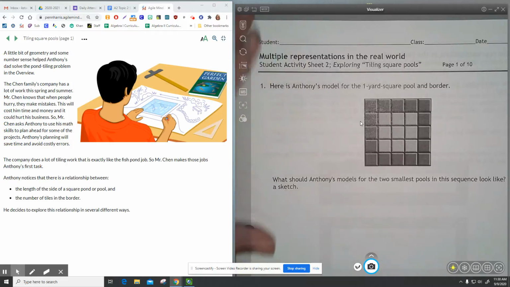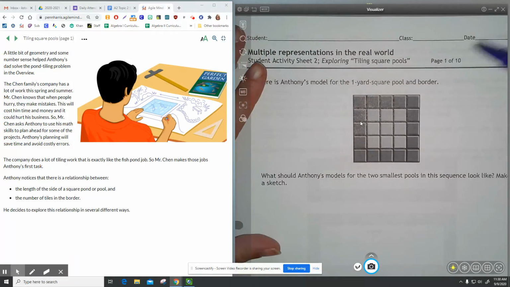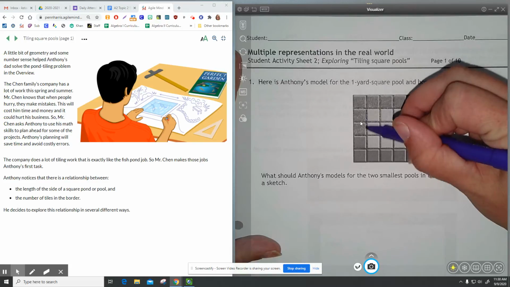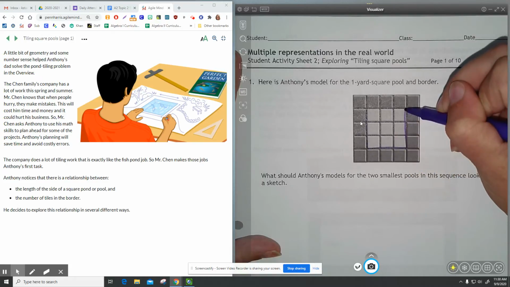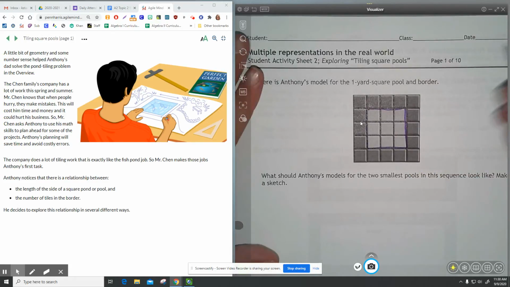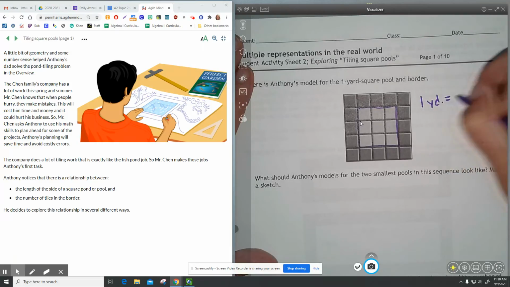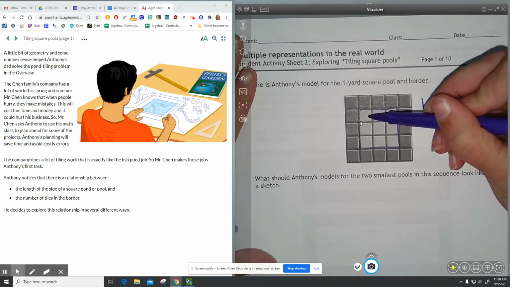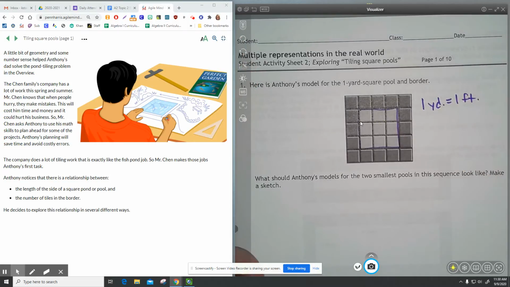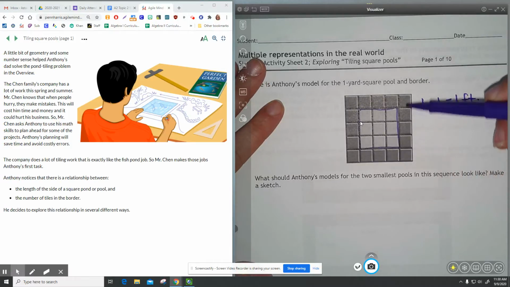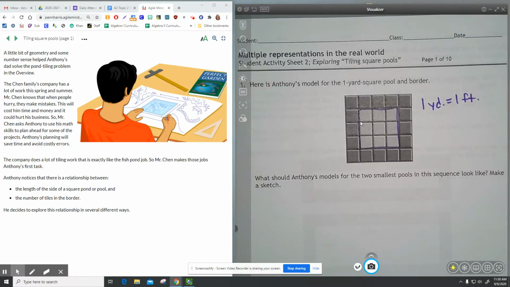Okay, so if you remember, this is what our pool looked like. He had a 1 yard pool, 1 yard square pool. And like we said the other day, 1 yard is equivalent to 1 foot. So within the 1 yard, we had 1, 2, 3 feet on each side. Okay. And then we also had the 1 foot tiles that went all around the border.